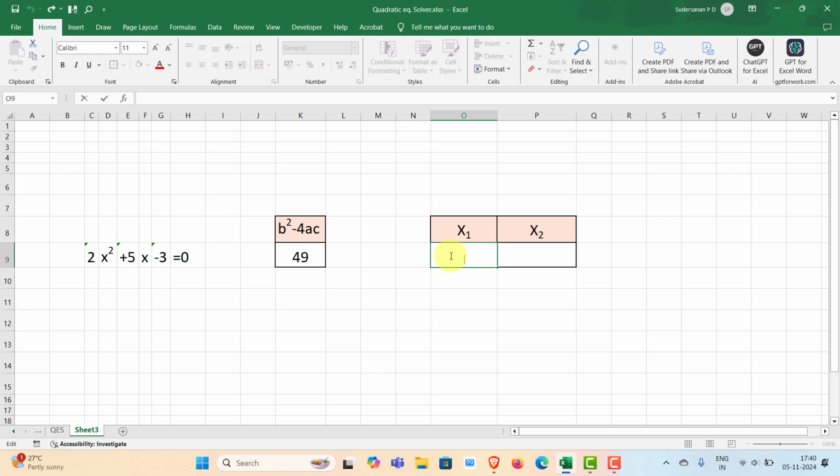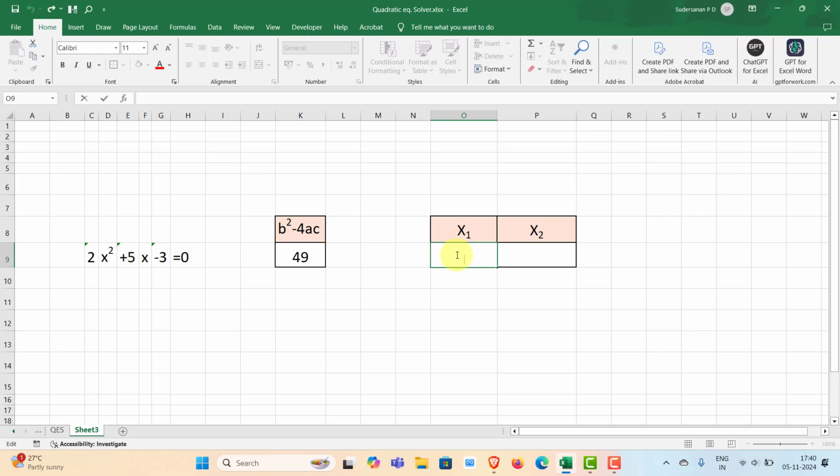The formula should be in such a way that you have to look at the value of b square minus 4ac. If it is positive or 0, you can go for the calculation of root. When it is 0, you will get equal roots. x1 and x2 will be equal, but still you can calculate the root using the same formula. But if it is negative, you should get a message the roots are imaginary. So that's what I'm going to do.